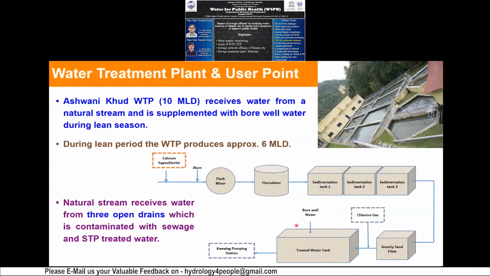Now this treated water tank also receives water from the bore wells whenever not enough water is there in the Aswini Khad. In fact, I found that even during the monsoon period, the Aswini Khad was not able to supply the desired 10 MLD to the treatment plant, and therefore these bore wells were supplying water for drinking purposes. Now this treated water goes to a Kawalar pumping station, and finally to another pumping station. I am not able to remember the name. And at all these pumping stations, they were dosing chlorine gas. I will discuss how much chlorine gas was dosed because of the lot of organics in the water.